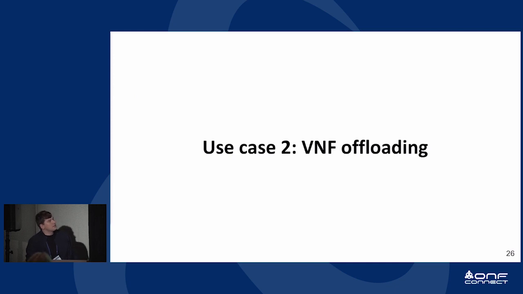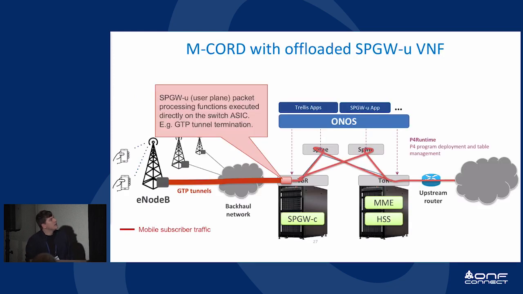The second use case is VNF offloading. You might have seen this picture. At ONF, we did this experiment in which we took MCord, which is our platform for mobile access. Originally, MCord is based on a Trellis-powered leaf-spine fabric, a couple of racks and servers. In the servers, we run VNFs. We have both control plane VNFs and data plane VNFs.